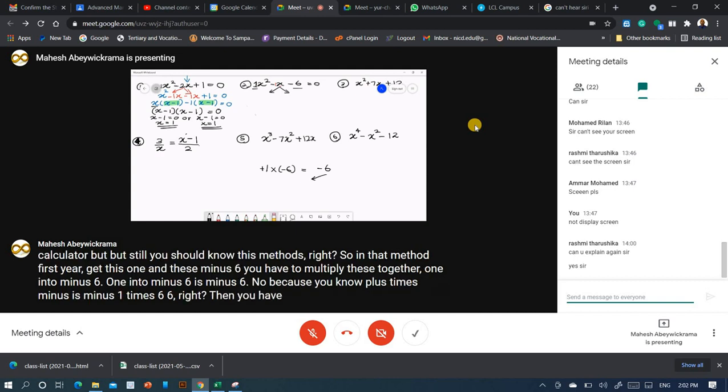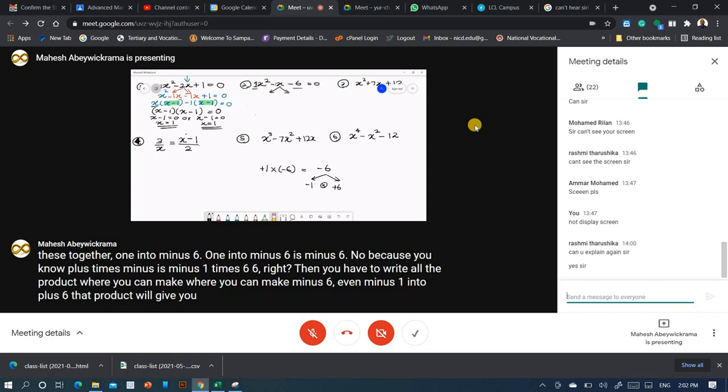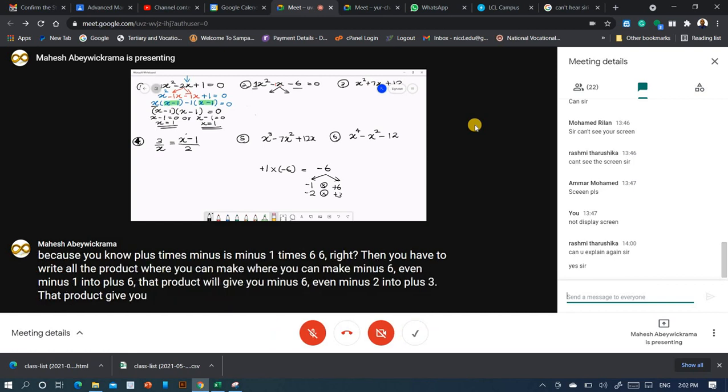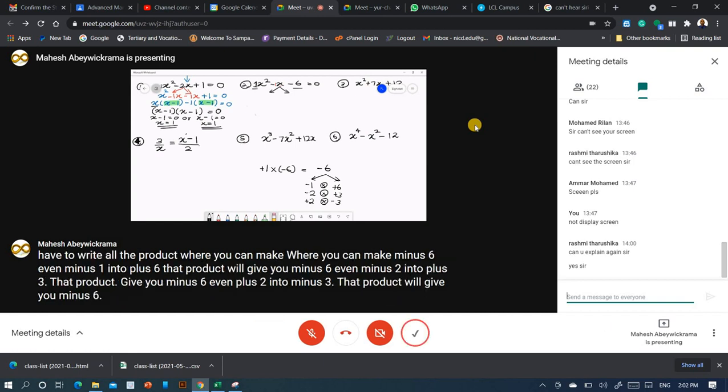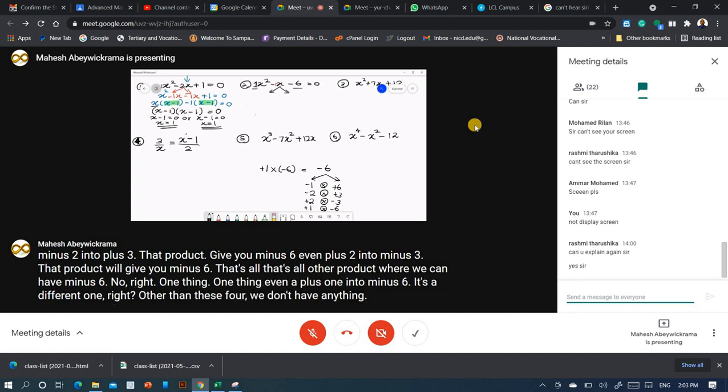Then you have to write all the products that can make minus 6. Minus 1 into plus 6 gives minus 6. Minus 2 into plus 3 gives minus 6. Plus 2 into minus 3 gives minus 6. Those are all the products where we can have minus 6. Plus 1 into minus 6 is a different one. Other than these four, we don't have anything, right?